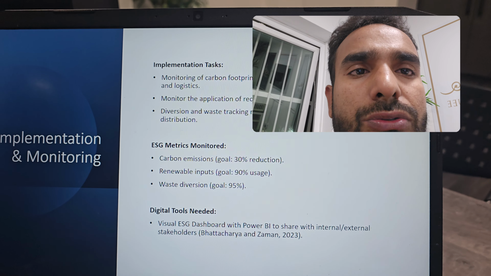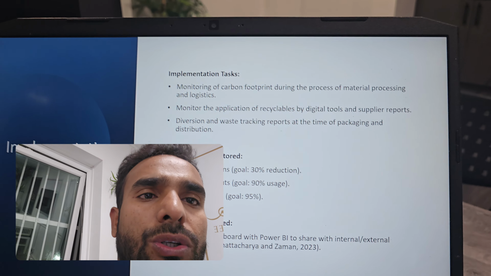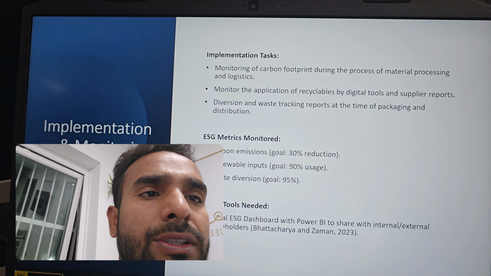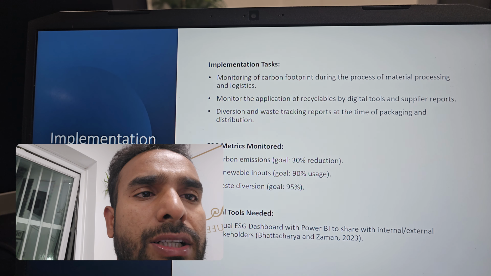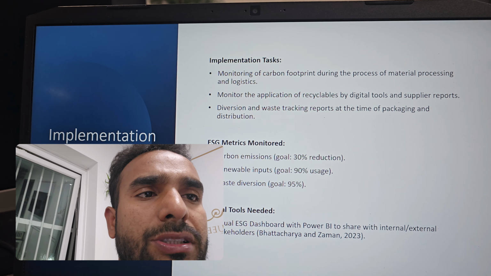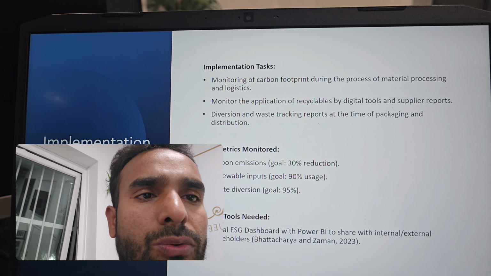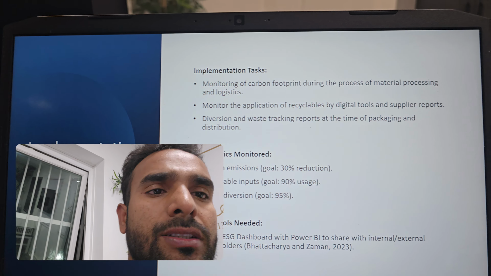For implementation tasks, we have to implement tasks that are monitoring of the carbon footprint during the process of material processing and logistics. And then after, we use monitoring applications for recyclables by digital tools and supply product. And then diversion and waste tracking reports at the times of packaging and distribution.